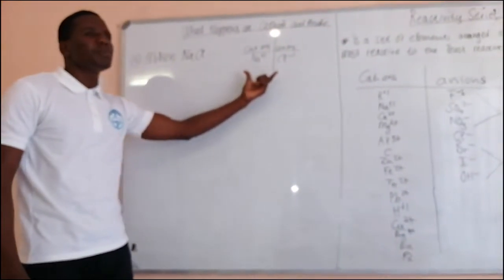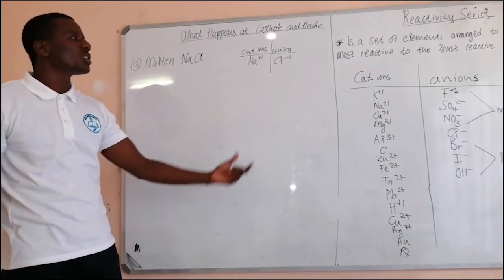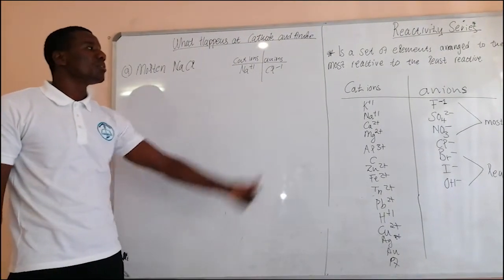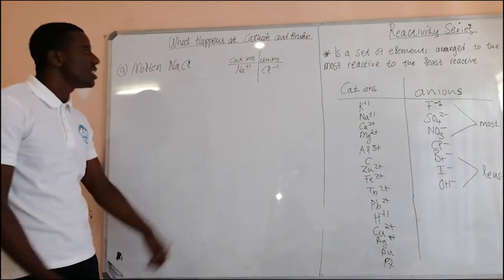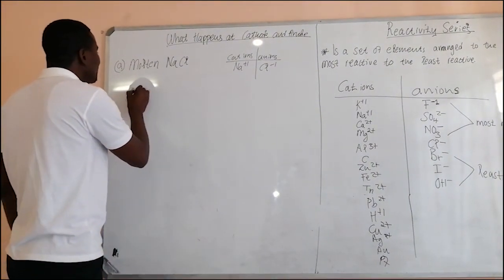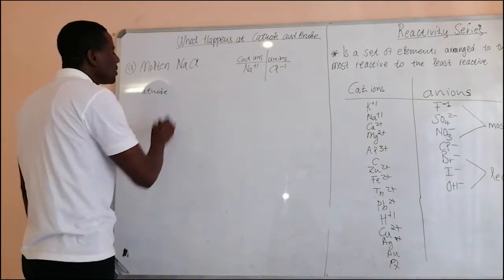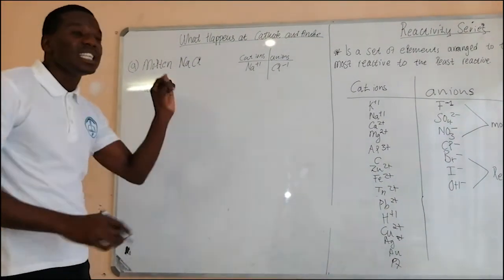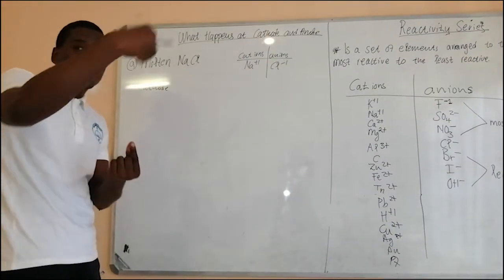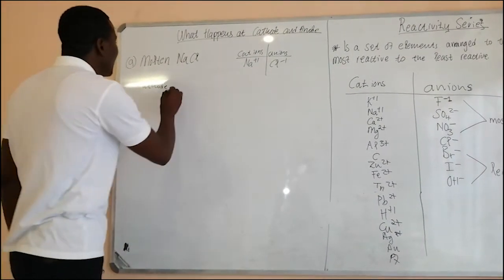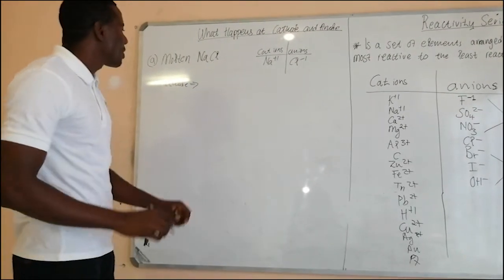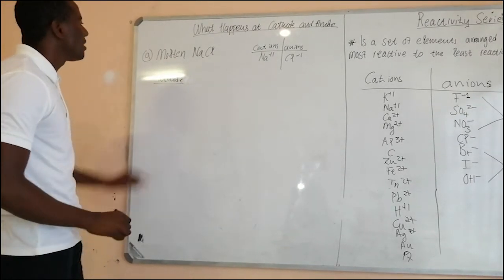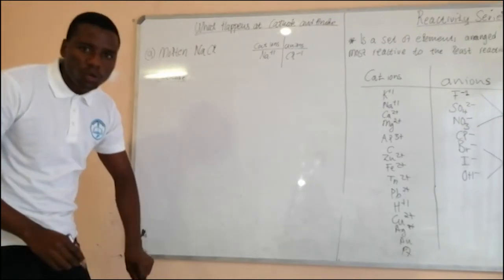So this one is very simple. You don't even need to think about it, because obviously you have one cation and one anion. So you should ask what is going to happen at the cathode. Like we said, at the cathode we are going to have the cations, because the cathode is negatively charged, so it attracts the opposite. What happens at the cathode in this molten sodium chloride?